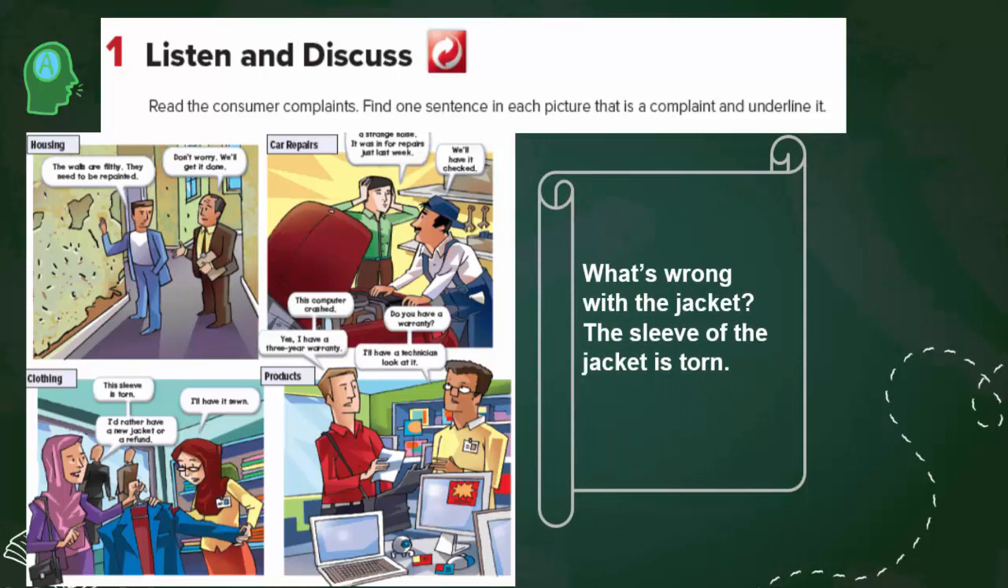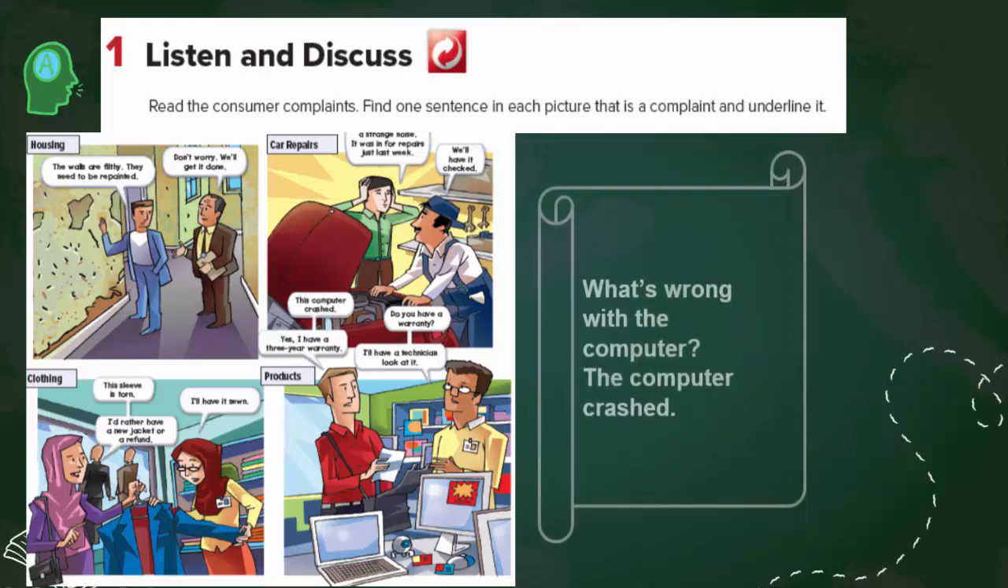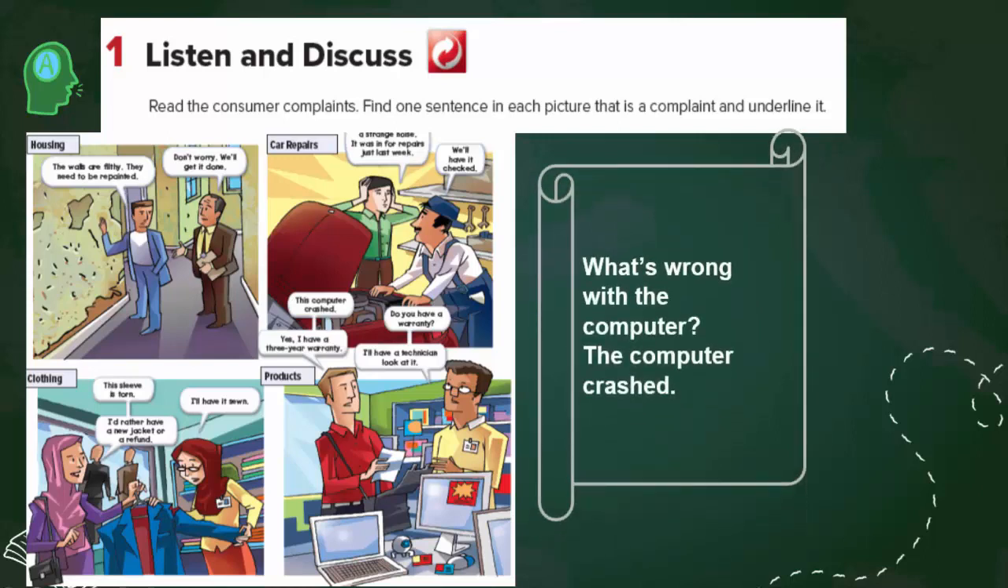What's wrong with the jacket? The sleeve of the jacket is torn. What's wrong with the computer? The computer crashed.